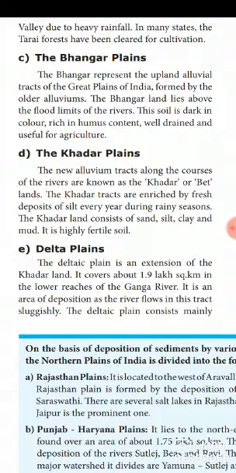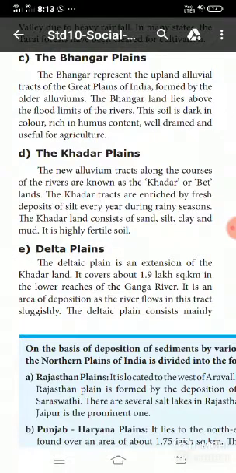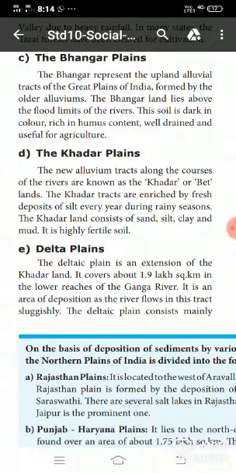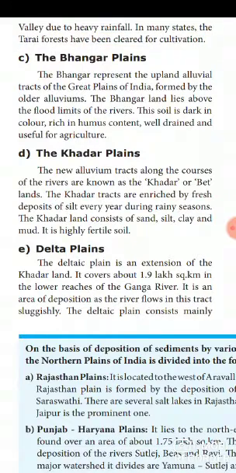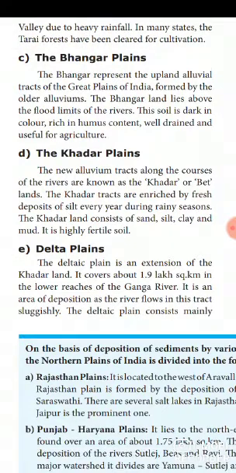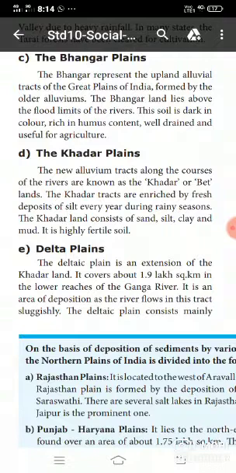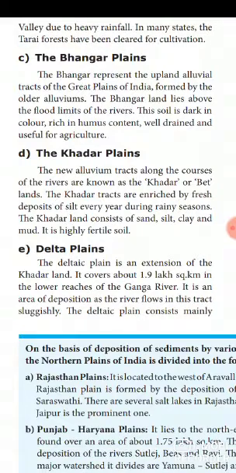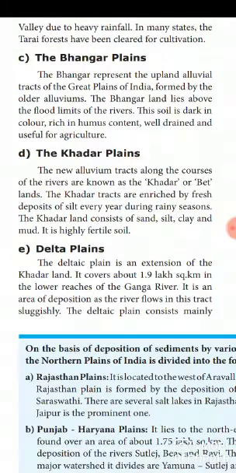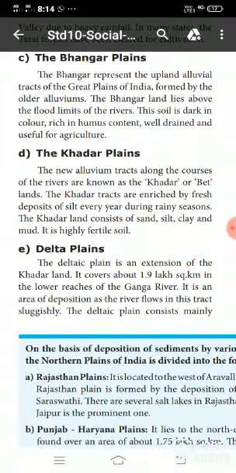That is, every year new alluvium soil is formed at that place. So Khadar land consists of sand, silt, clay and mud. It is highly fertile soil. Khadar land consists of sand, next silt, clay, next mud. Since it contains these kinds of soils, it is very fertile soil.